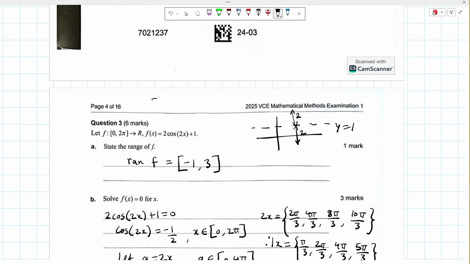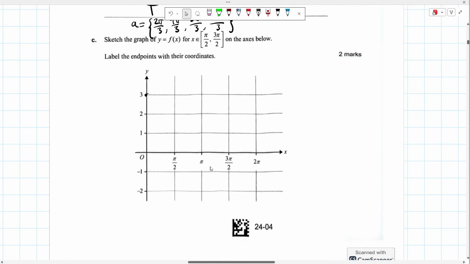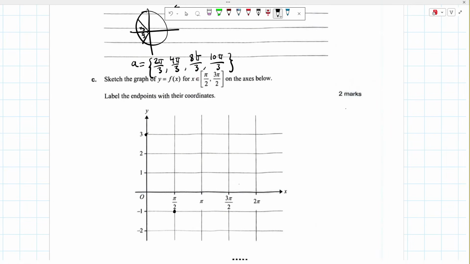So f of pi on 2 is going to be 2 cos of pi plus 1. That's -2 plus 1, that's -1. So endpoint over here. Let's find f of 3 pi on 2. That's going to be 2 cos of 3 pi plus 1. Now cos of 3 pi is also -1, so -2 plus 1 is also -1.